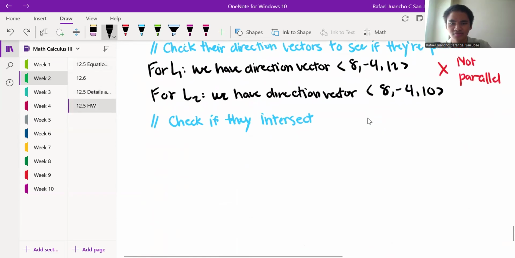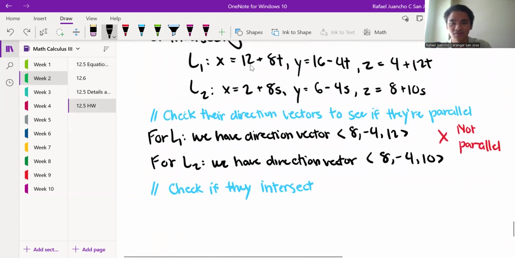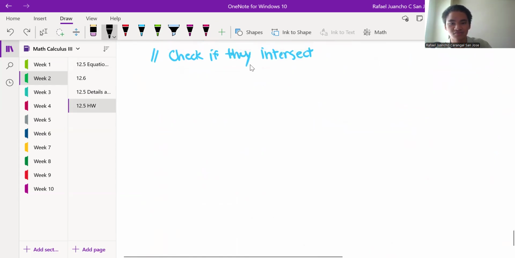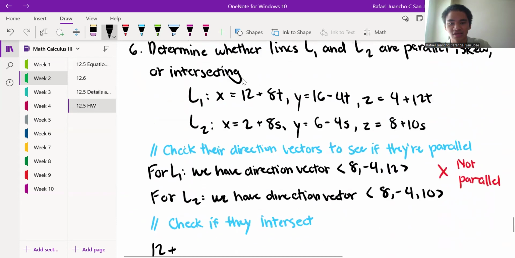But here, let's try it. So let's look at the x first. For the x, we have 12 plus 8t.